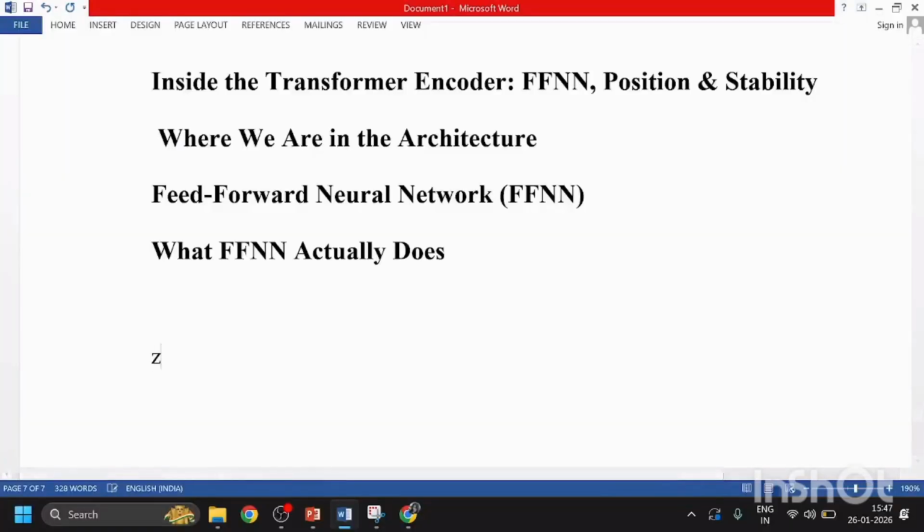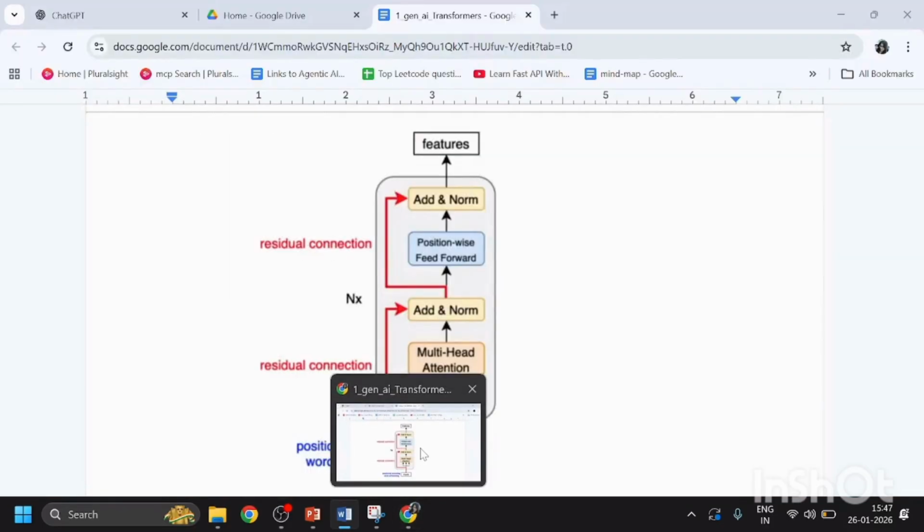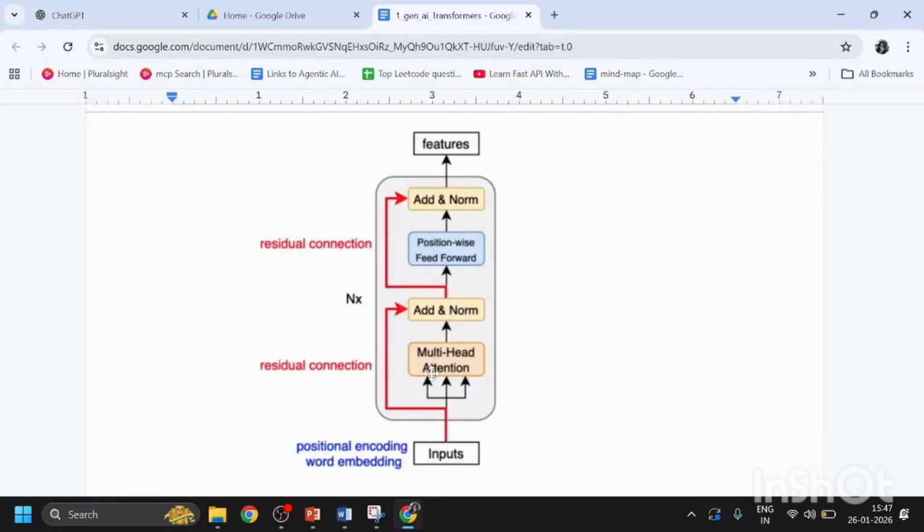Now we are going to cover these points inside the transformer encoder: feed-forward neural network, positional encoding, and stability. Where are we in the architecture, and what does the feed-forward neural network actually do? This is our diagram. We have multiple blocks: this one is multi-head attention, this is add and normalization, this is the feed forward neural network, and positional encoding and add and normalization.